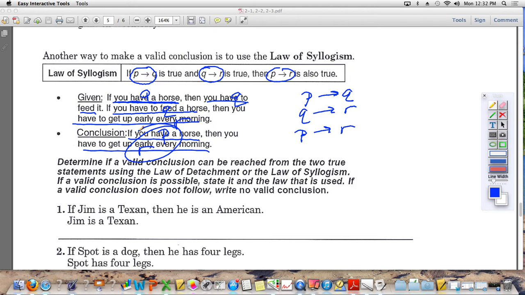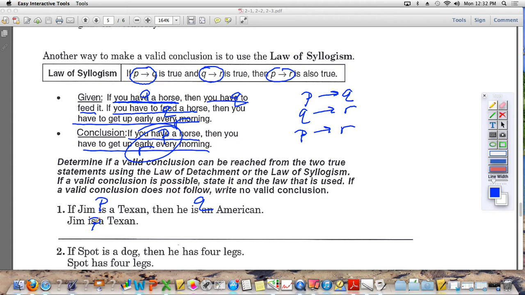So using one of those two laws, the law of detachment or the law of syllogism, you have to decide which law is used here for number one. If Jim is a Texan, then he is an American. This is P, this is Q. Jim is a Texan, that's P. If P implies Q and then you get another P, what do you know about Jim right now? He's a Texan, which means he's an American.